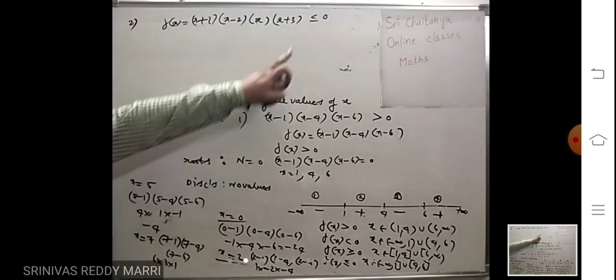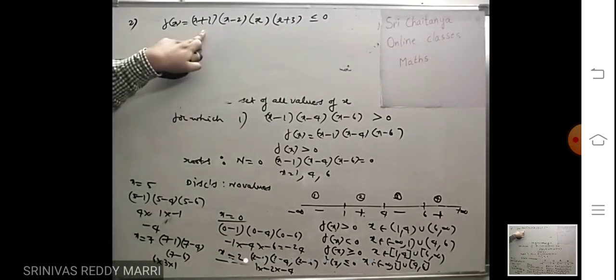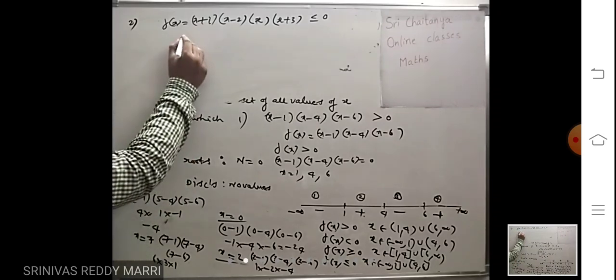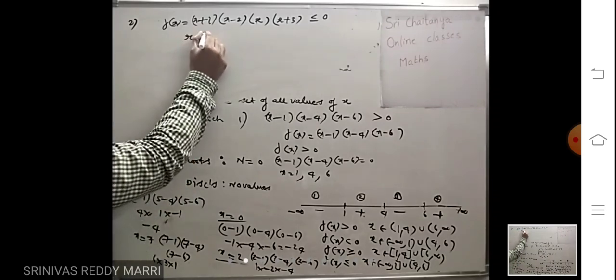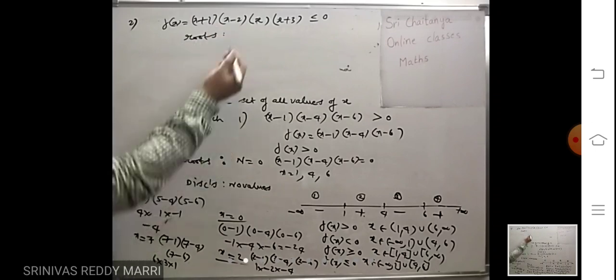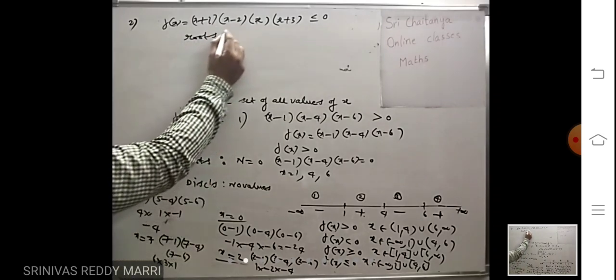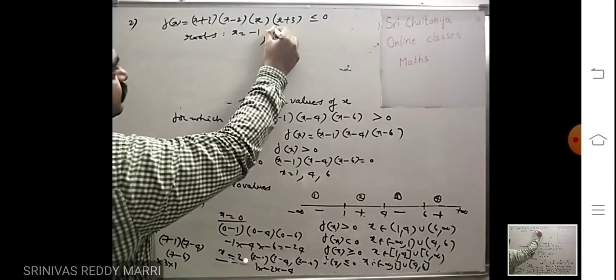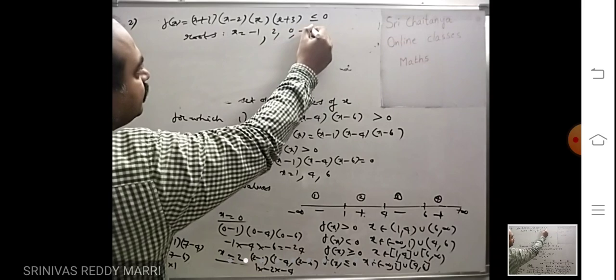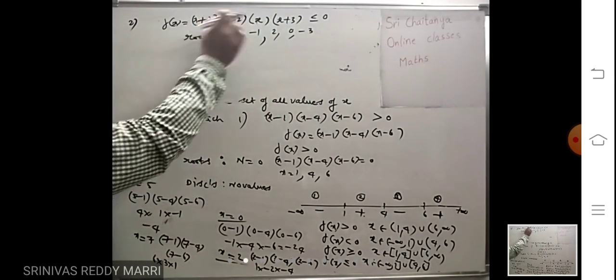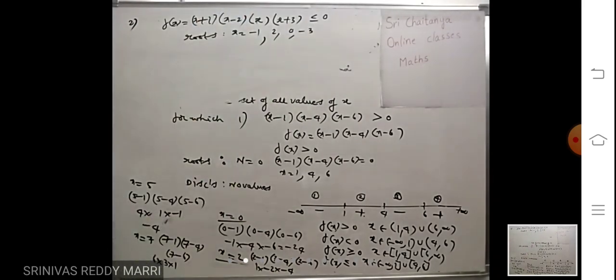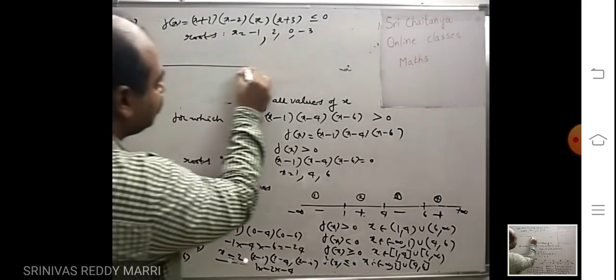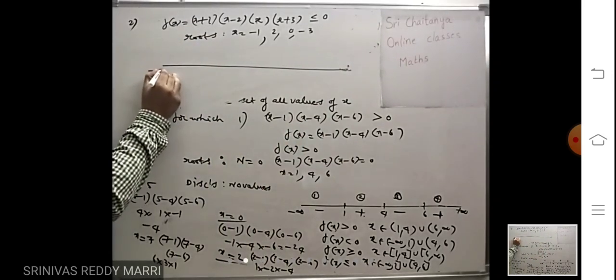Take the left hand side, since the right side is 0, as f of x. Denominator is not there, so simply roots. Equate this to 0. What you will get? Minus 1, 2, 0, minus 3. Mark them on the real number line. Just very simple.